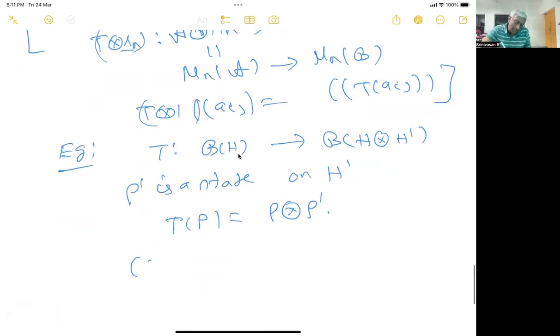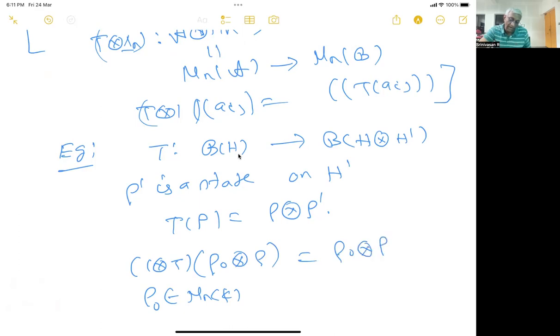because one tensor T, acting on, suppose rho naught is a state in M_n(C). A state on M_n(C) just means it's a trace one operator. Then rho naught tensor rho is going to be rho naught tensor rho prime only, right? Which is again positivity preserving. If rho naught is positive and rho prime is positive, the tensor is also positive. So that is a positivity preserving mapping, and that's completely positive. So this is also completely positive.